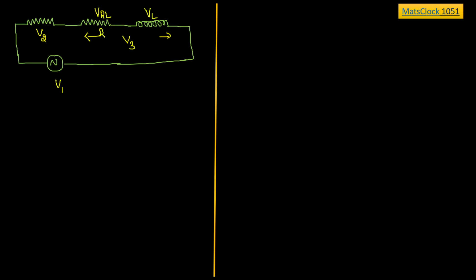Why am I putting VRL? They are calling it the load resistance. This is R. Now I will ask you to draw a simple phasor diagram. How will you draw the phasor diagram? Understand, basically, the supply voltage will be the combination of all the load voltages.